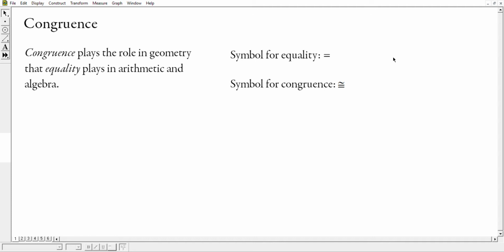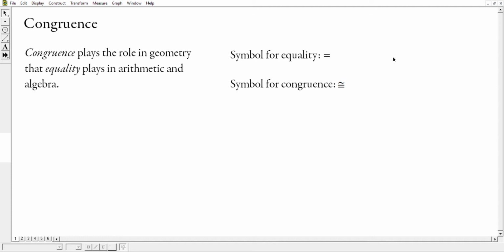So first of all, congruence plays the role in geometry that equality plays in arithmetic and algebra. When you're doing arithmetic, you often say these numbers are equal, or when you're doing algebra, you're putting down equal signs in equations, x squared plus 2x equals 8, and solving. It's a way of saying that these things are the same. Congruence plays that role in geometry. We're going to see that it's a way of saying that figures are the same. In fact, the symbols are closely related.